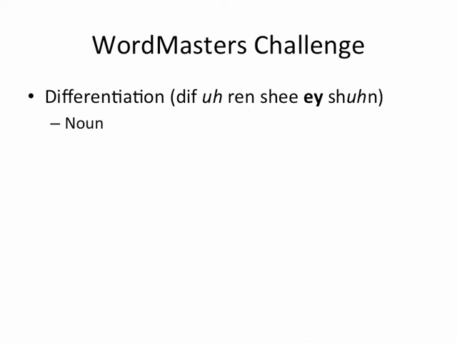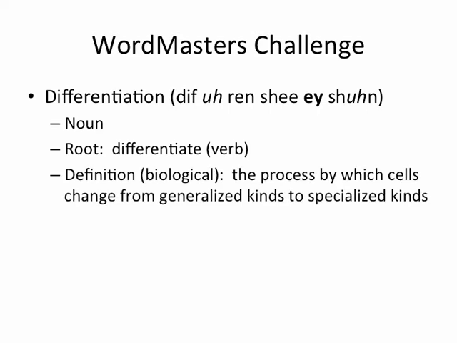What else do we need to do? It's a noun. Its root is differentiate, so that's a verb. There are a couple of different definitions, but I'm going to talk about the biological definition of differentiation. And that is right here: the process by which cells change from generalized kinds of cells to more specialized kinds of cells. And analogies will follow.